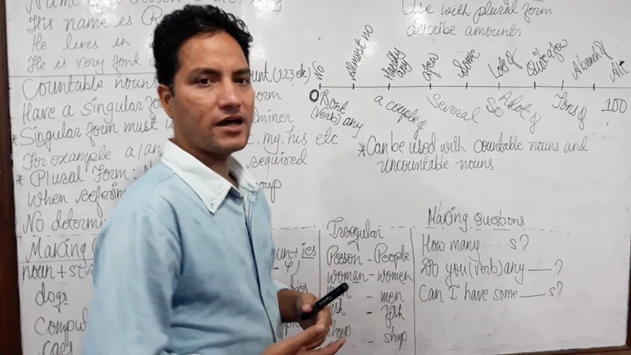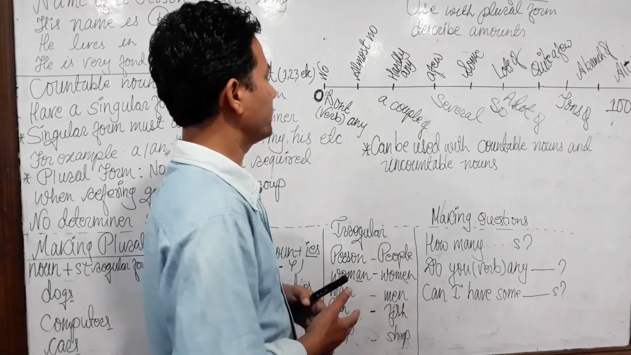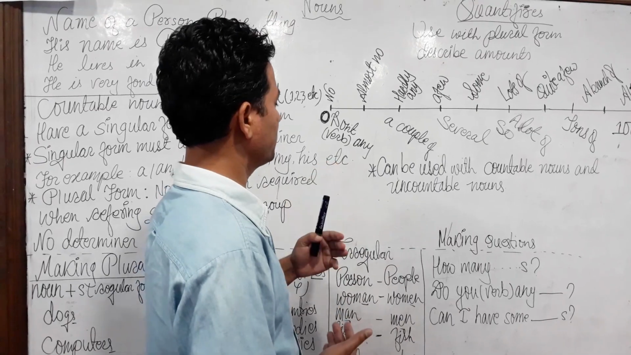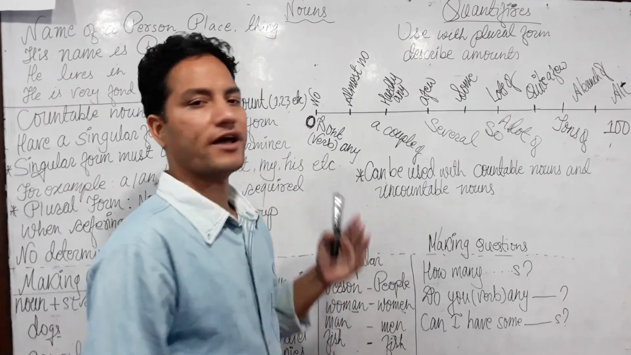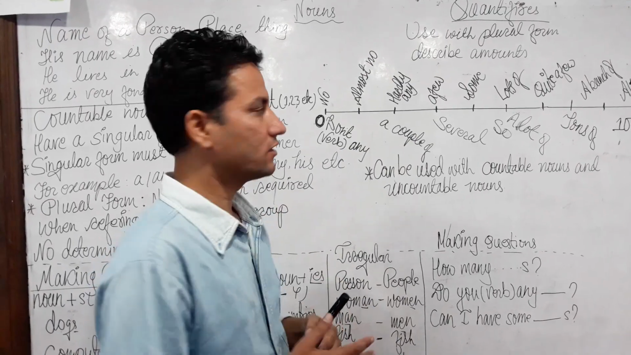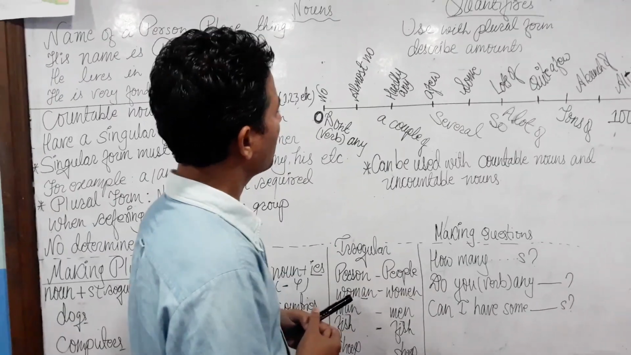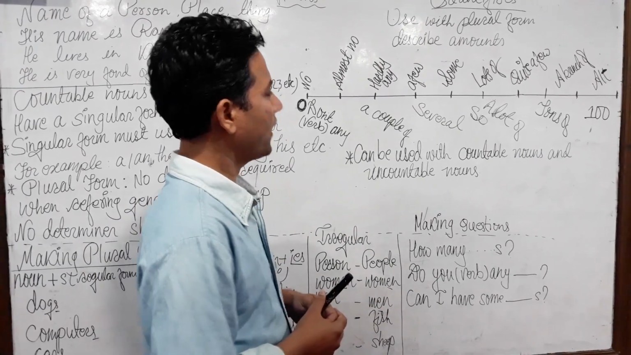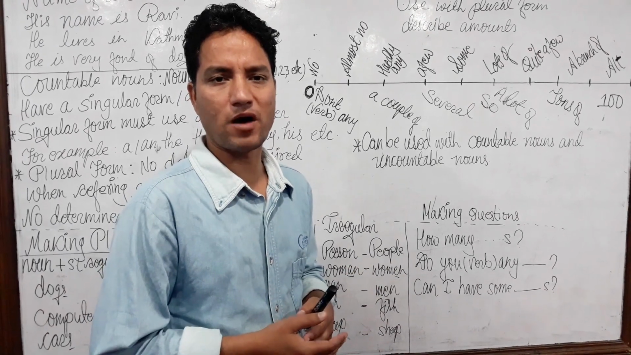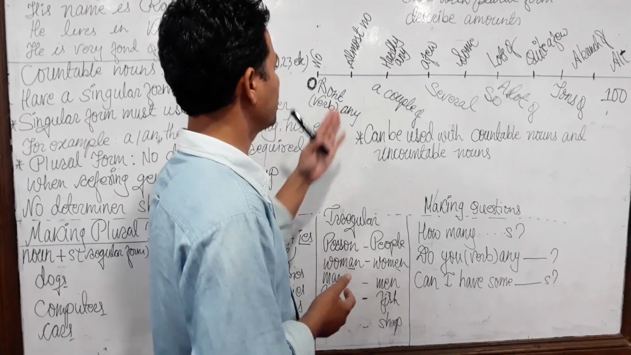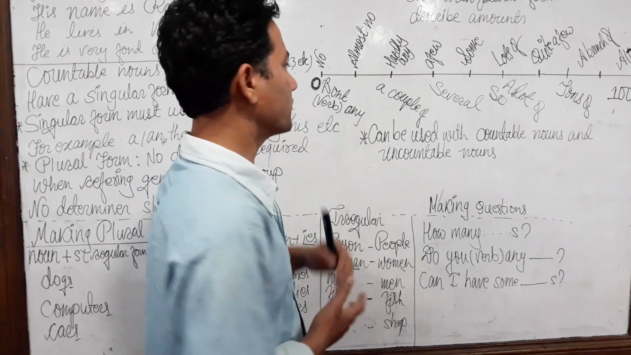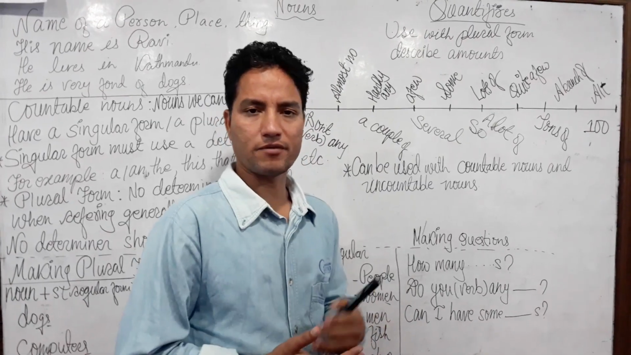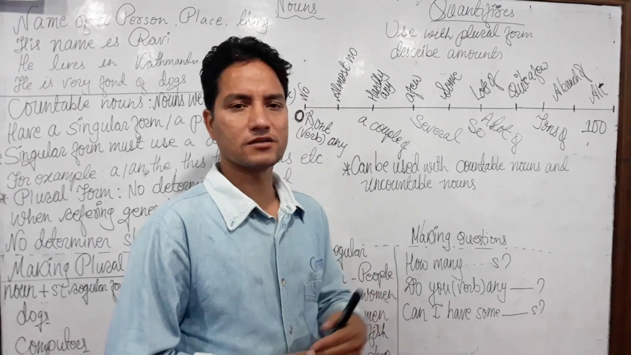For example, I have no money. It's a countable noun. I have no money. Don't, any: I don't have any money. Almost no: I have almost no money in my pocket. This is how you can use these words with countable and uncountable nouns. Hardly any: I have hardly any things at my home.